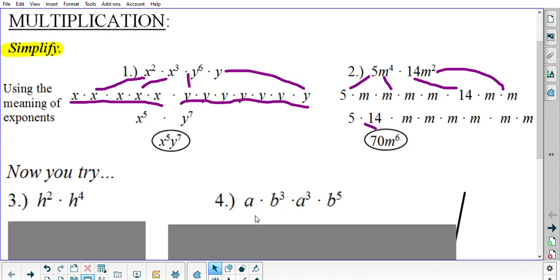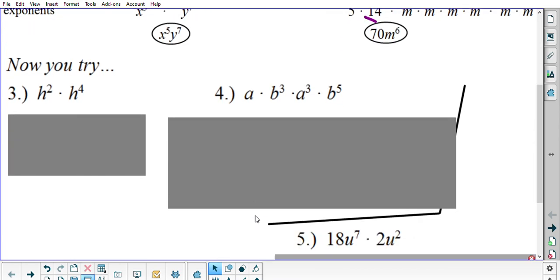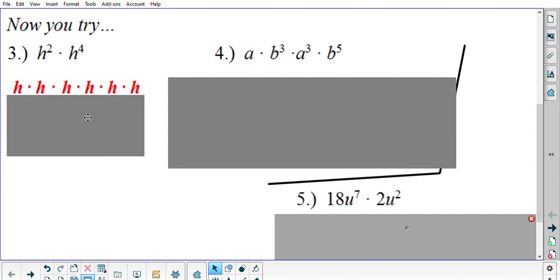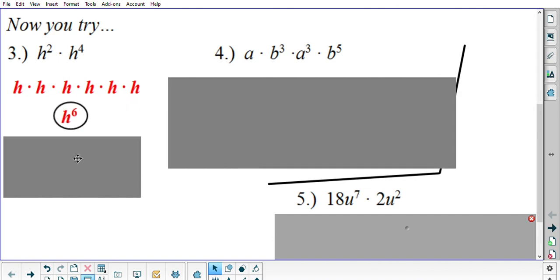I would like for you to now try problems 3, 4, and 5 on your own. So hit pause, try these problems on your own, and then hit play when you're ready to see my results. All right, hopefully you have done that. Problem number 3. You write out all these h's using the meaning of exponents, and this would simplify to h to the 6th power.